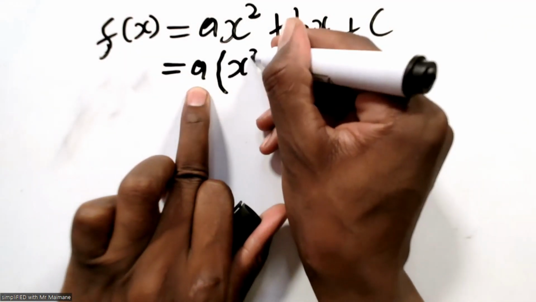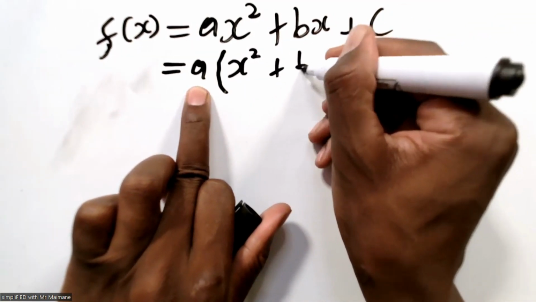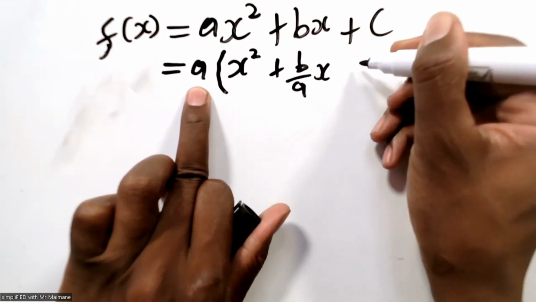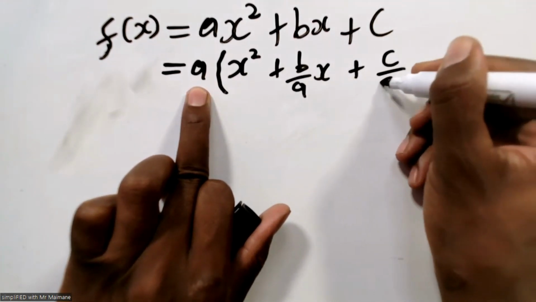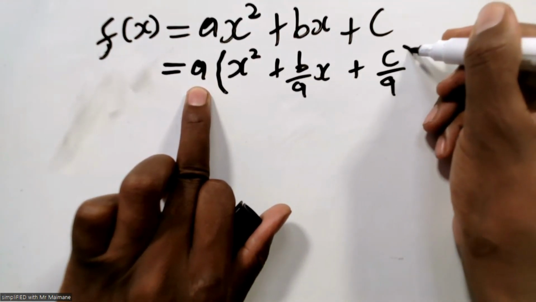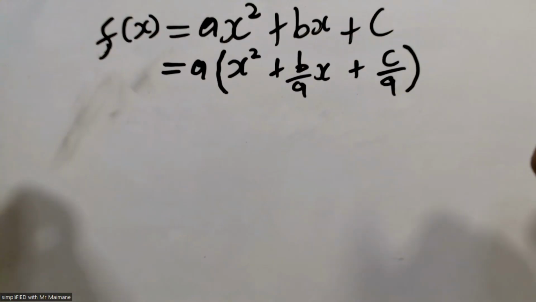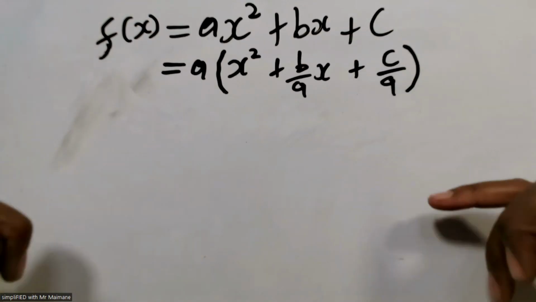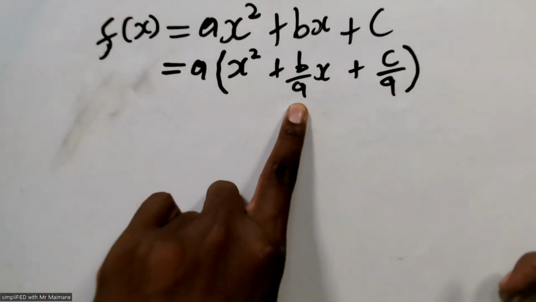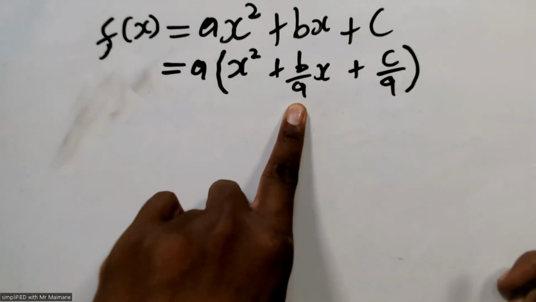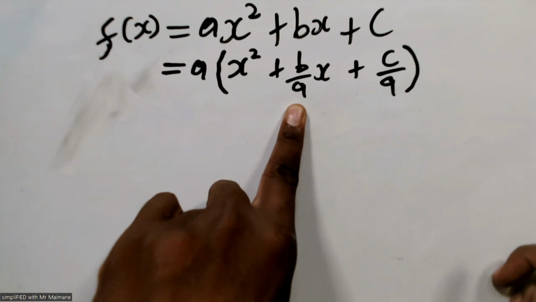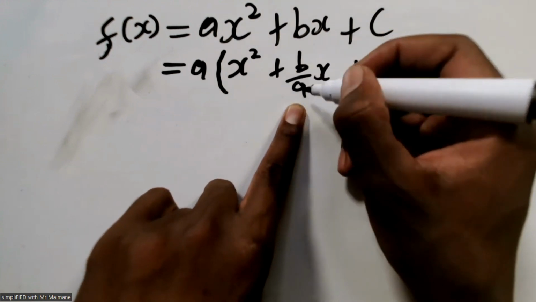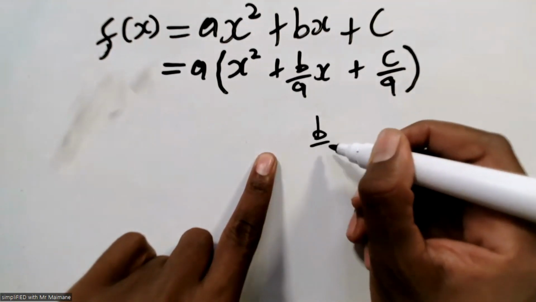So here, if I divide by a, I'll have x squared plus b over a x plus c over a, just like that. Remember, I have to complete the square to move from standard form to the vertex form of the equation. So completing the square means I must add and subtract half the square of the coefficient of x. And I said to get half of this, you just multiply it by half.